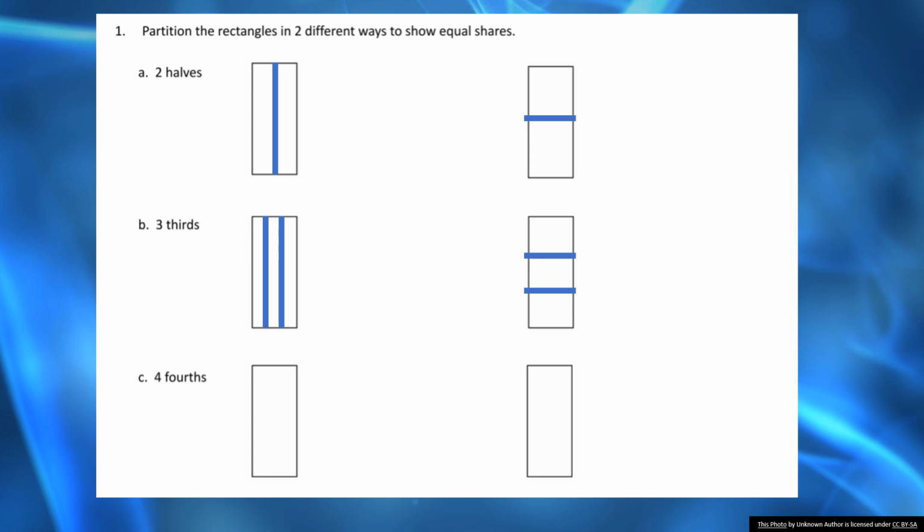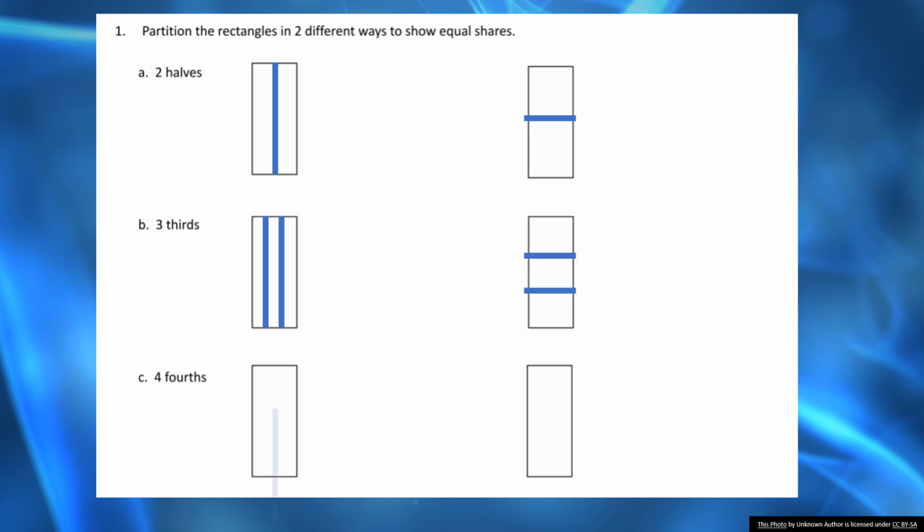Now we're moving on to letter C. C says to partition these two rectangles two different ways into fourths. So I used one line in letter A to partition in halves. I used two lines in letter B to partition it into thirds. So how many lines are we going to use to partition it into fourths? Well, if you said three, you're absolutely correct. I'm going to use three lines to partition these two rectangles into fourths.